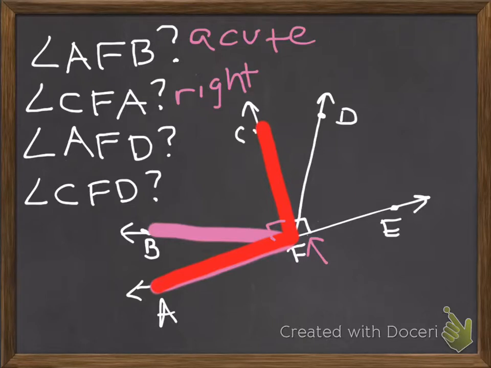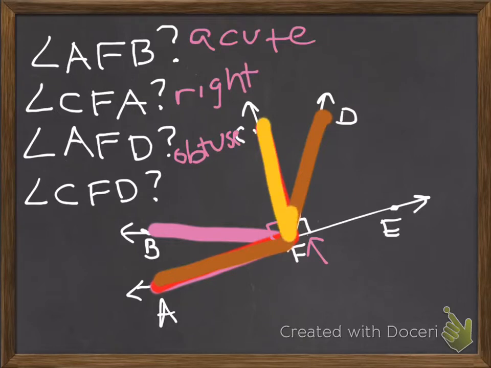Then you have AFD. That looks like it's going to be greater than 90, so that's going to be an obtuse angle. And then CFD, if we look at that one, that is here. And again, that looks under 90, so that's going to be acute.